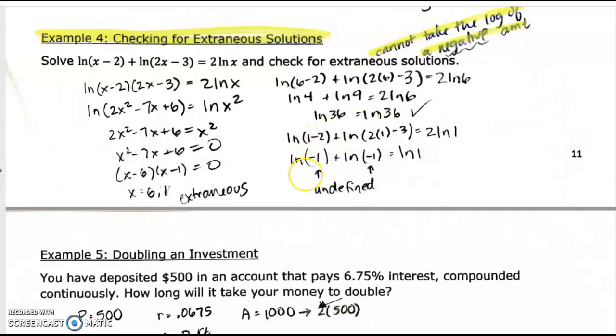But on this side, when I plug in 1, I end up with a negative number that I'm taking the natural log of in both of these cases, and that makes this undefined. You cannot take the natural log or the logarithm of a negative number. There is no value for that because a log is answering the question, what exponent makes me get a negative number? In this case, -1, and there is no exponent that will do that. So there is no x value. So that's why this is undefined and why we get an extraneous solution. So our only solution in this case would be x equals 6.